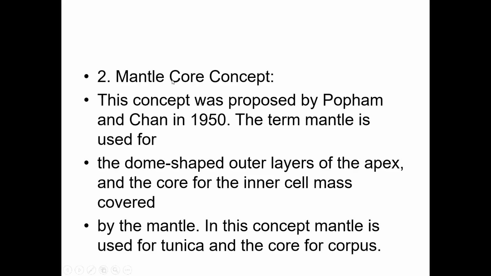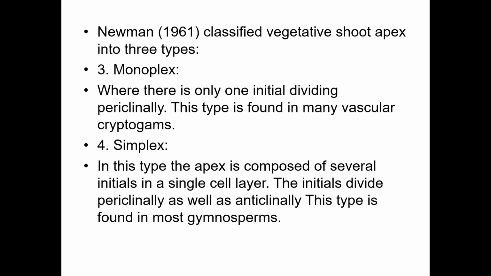These three theories are the main important ones, but along with this, other theories were also proposed. The mantle and core concept was proposed by Popham and Chan. According to this, mantle means the outer layer, that is tunica, whereas the core is the inner. From the mantle, the epidermis develops, whereas from the core, the inner layers, endodermis and vascular bundles are developed.